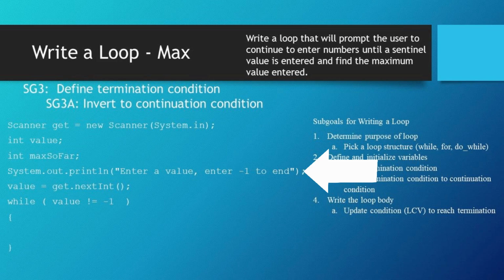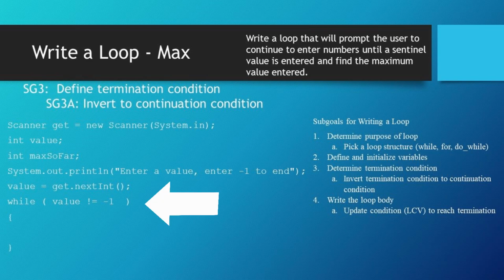Here, we choose the value -1. We anticipate the user will only enter values from 0 and beyond, and we want to find the maximum value. So the termination condition will be when the user enters the value -1. Now we invert that to create the continuation condition. We will continue the loop as long as the value read in is not -1.